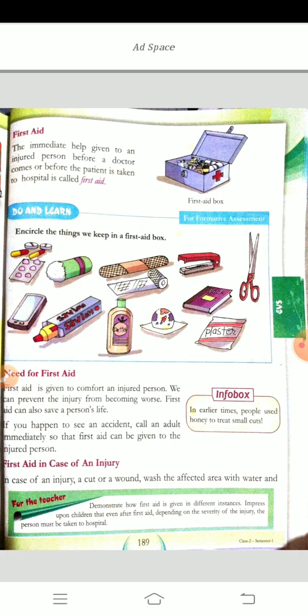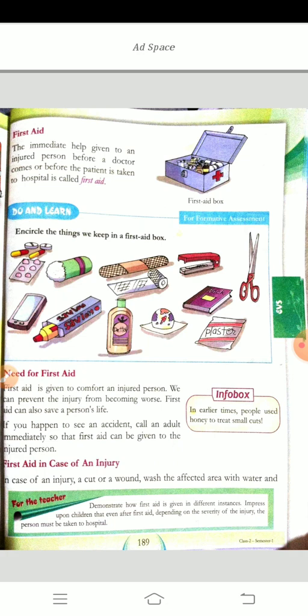So when an accident happens to any person, how should we take care of them? What should we do at that time? If an accident happens at home, if your brother or sister cuts their finger, what first aid should we give? That is what we can learn here. First, what is first aid? The immediate help given to the injured person before a doctor comes or before the patient is taken to the hospital is called first aid.